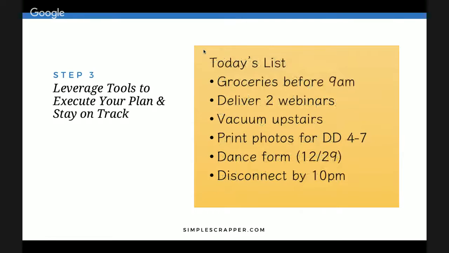And then here's how that trickles down to a specific list for today. I want to get groceries before 9 a.m. I want to deliver 2 webinars. I want to vacuum the upstairs. Now notice how I'm being very, very specific here. I'm not just vacuuming, I'm vacuuming upstairs. I'm not just getting groceries, but I'm giving myself a time so that I don't put it off and not get it done. I'm printing days 4 through 7 of my December daily photos.